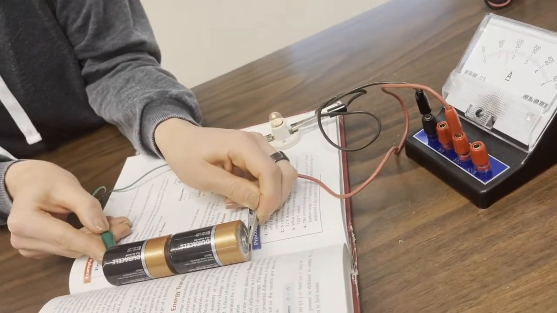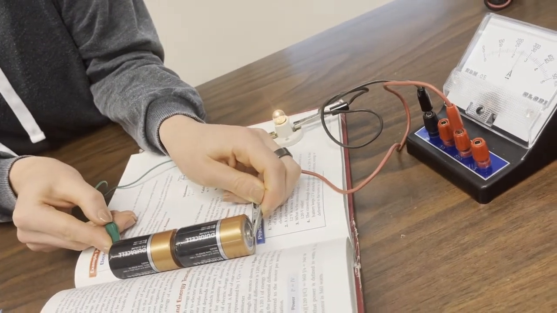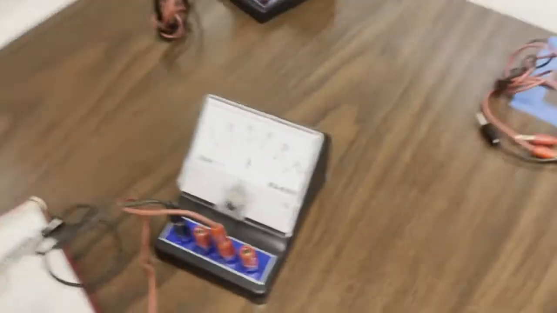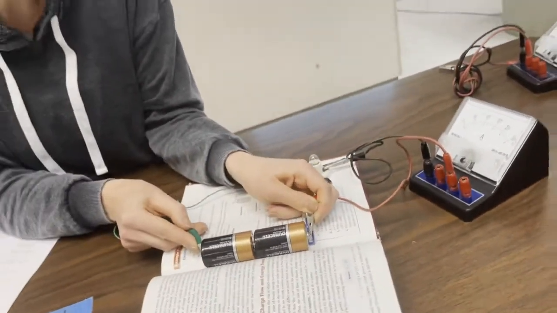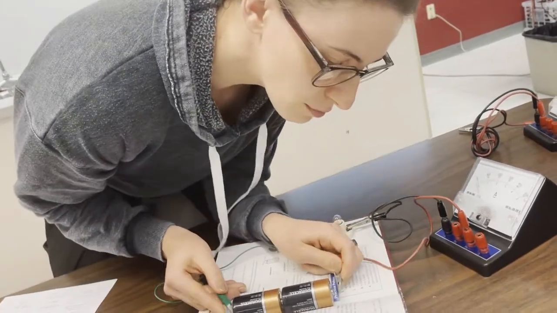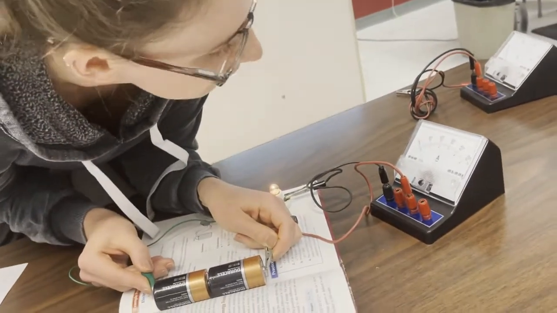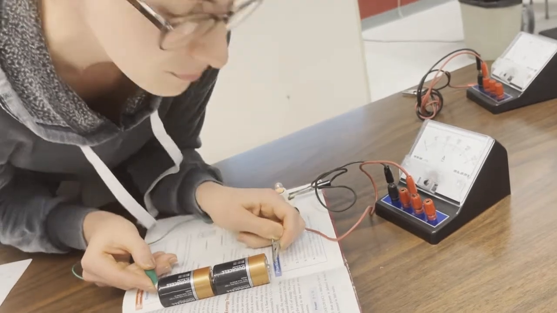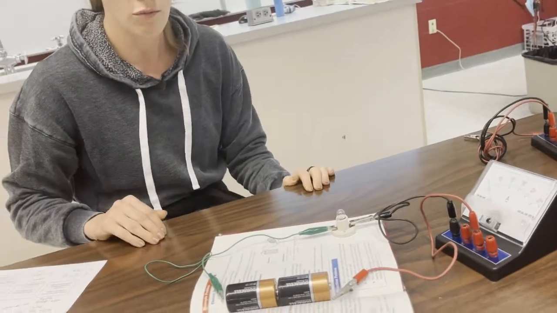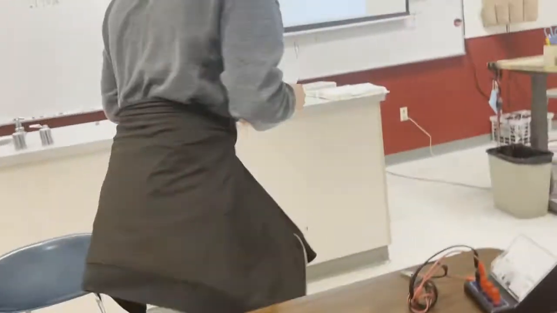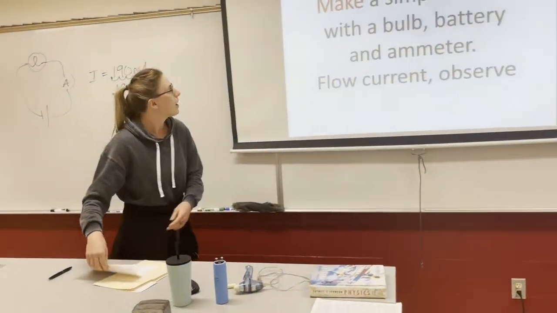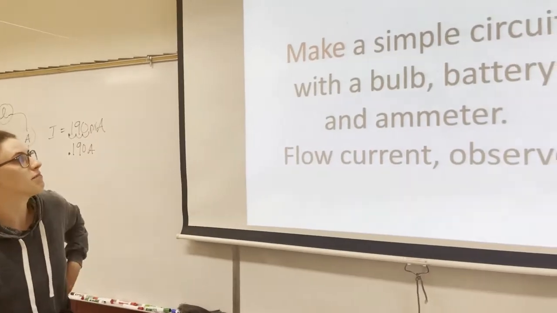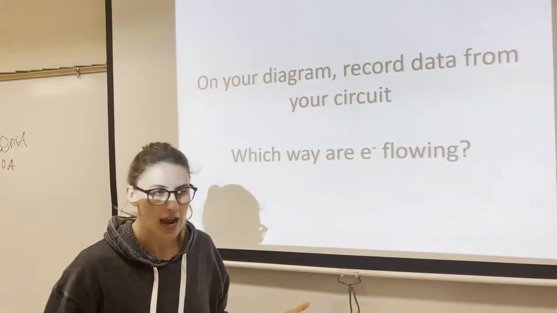Okay, so what do we see? Well, first of all, let's take a look at the light. The light is brighter, and before we had 190 milliamps. Now we've got more than 200 milliamps. So there's more current. It increased. Okay, so more battery, more juice, more light. So we've made our simple circuit, and we know that if we add a second battery, we have more current, and also the light was brighter.